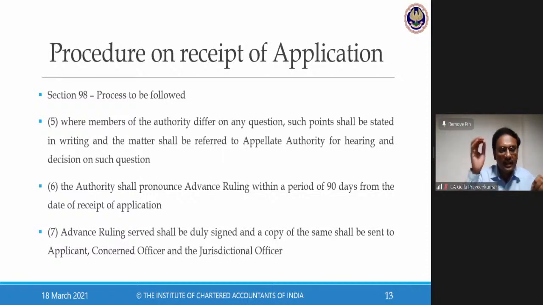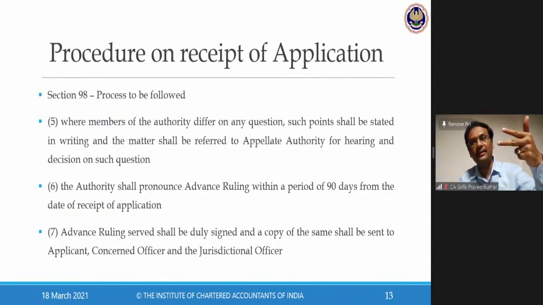Next. This advance ruling, which has been confirmed, shall be duly signed, and a copy of the same will be given to the applicant, consent officer, and jurisdictional officer. I repeat, there are three people to whom this particular application comes. First person is the applicant. Second person is the consent officer.